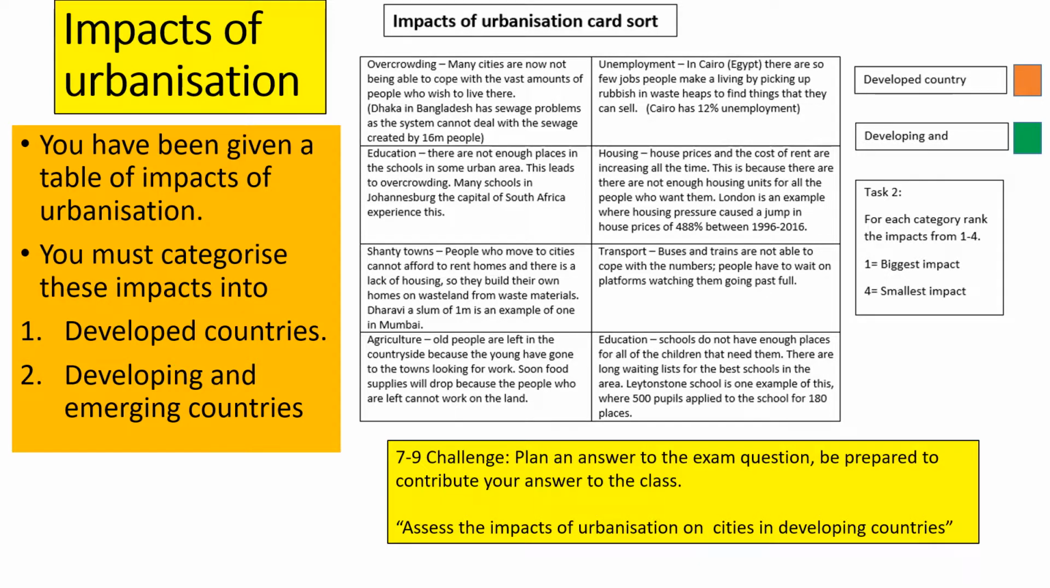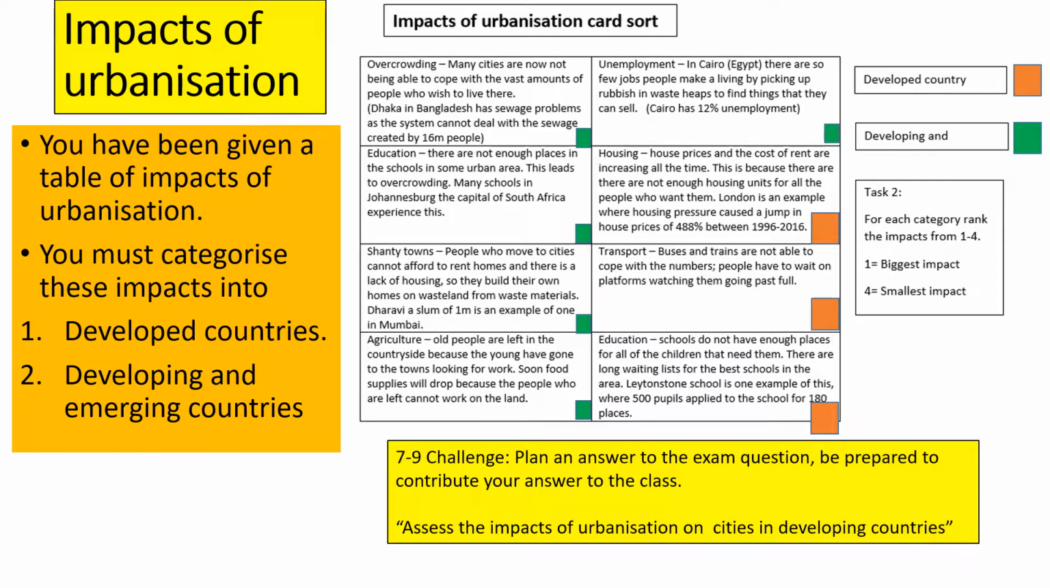Now, what you need to do is look at them, read through, and try to categorize them into either developed country examples or developing and emerging country examples. And then it's also really good to sort them into biggest and smallest impact. Sorting information multiple times really allows you to think about it, read through it, and decide, and it's more likely to stick in your brain. So have a read through and try and sort them out into different impacts. And then this is the correct way to sort them out.